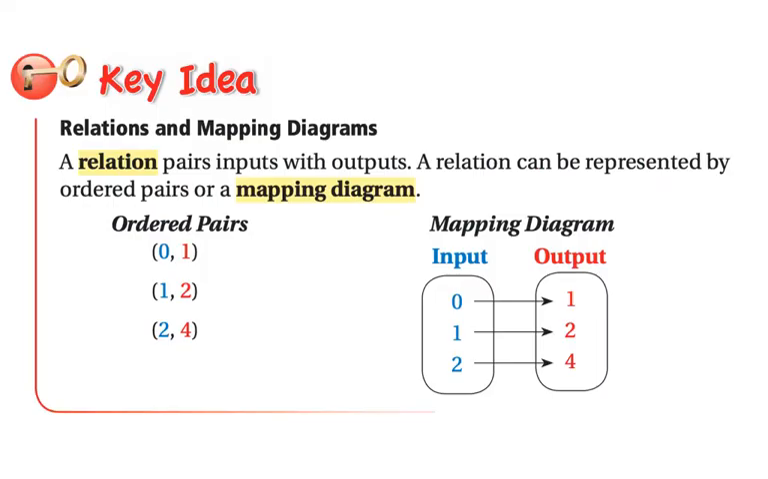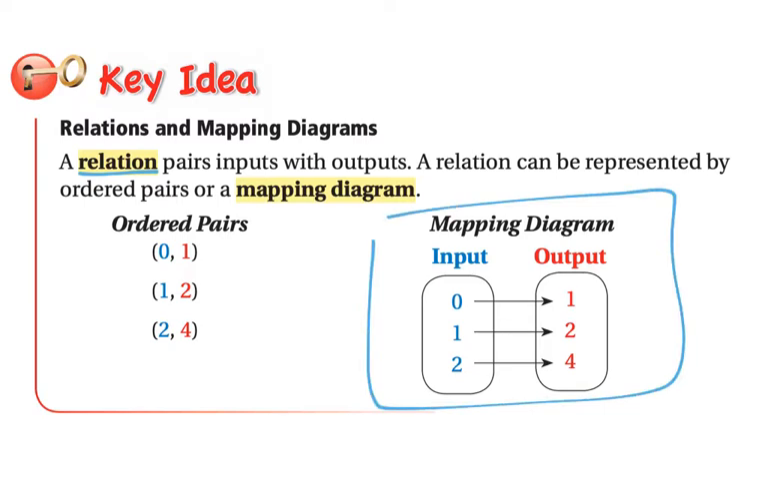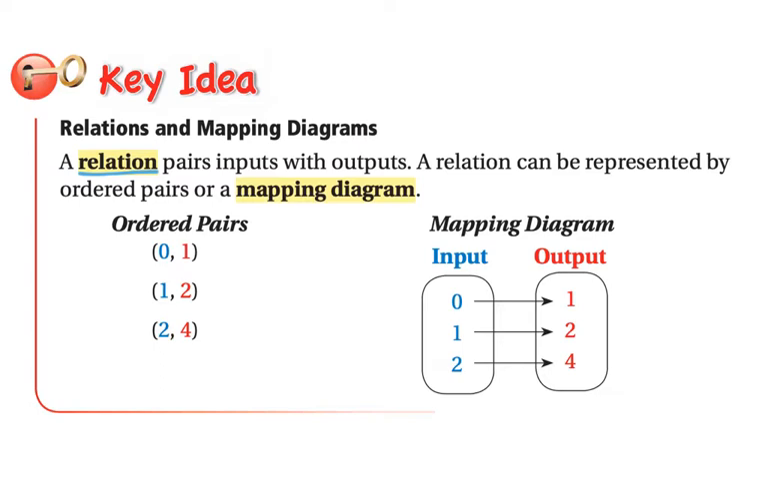We'll start off with this key idea about relations and mapping diagrams. So here's our first word that we saw on our previous slide. A relation is a situation that pairs an input with an output. So if you look over here on the right-hand side, you see a set of input-output tables. What we're going to try and do in a few moments is connect inputs and outputs to other ideas that we already understand. Next, a relation can be represented by ordered pairs, which we see here, or the mapping diagram, which is this setup we already previewed on the right.